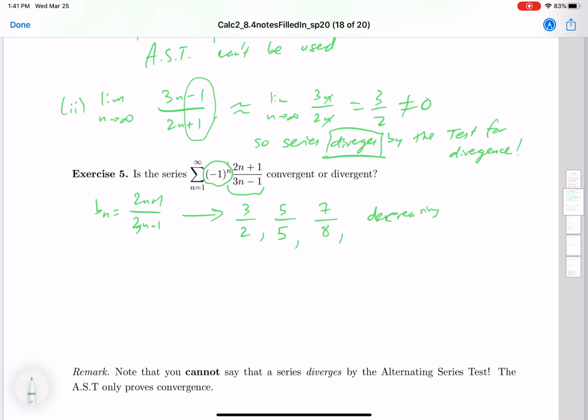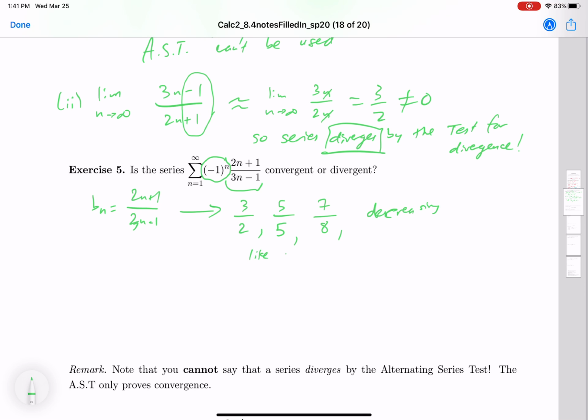And in particular, what I can say about this is it's like I'm multiplying by 2/3 for each term. Because I've got the 2n on top and the 3n on bottom, my denominator is going to be increasing by 3 and my numerator is going to be increasing by 2. So that's going to end up making it decrease over time. So Part 1, it is in fact decreasing.